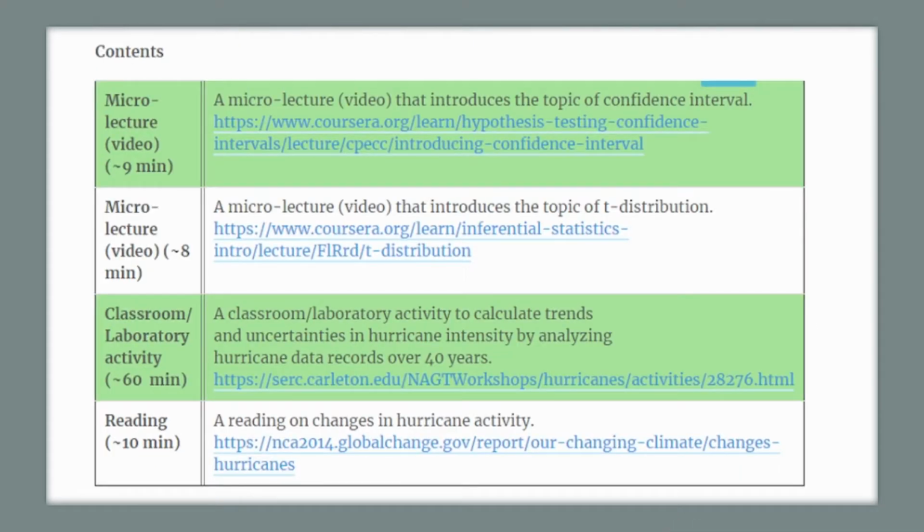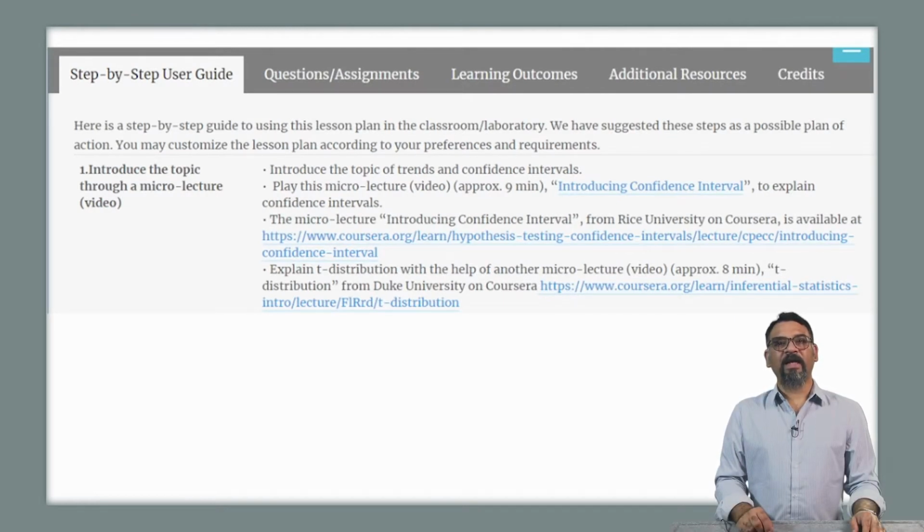This lesson plan includes a short video micro lecture, about 10 minutes in length, that introduces what is a confidence interval. Another short video micro lecture introduces the topic of t distribution. A classroom and lab activity, which is interactive and very engaging, calculates trends and uncertainty in hurricane intensity by the analysis of hurricane data records over the last 40 years. There is another short associated reading that you may choose to use in this lesson plan, which is talking about hurricane activity overall.